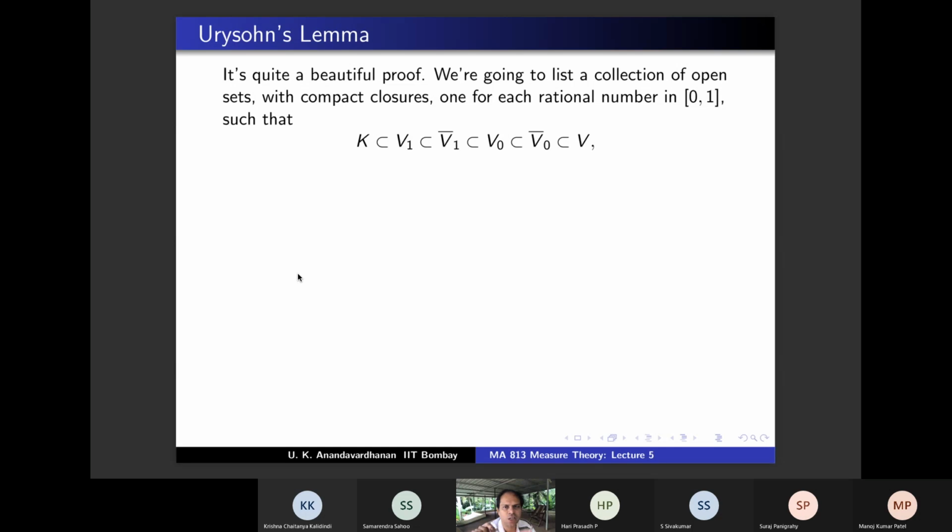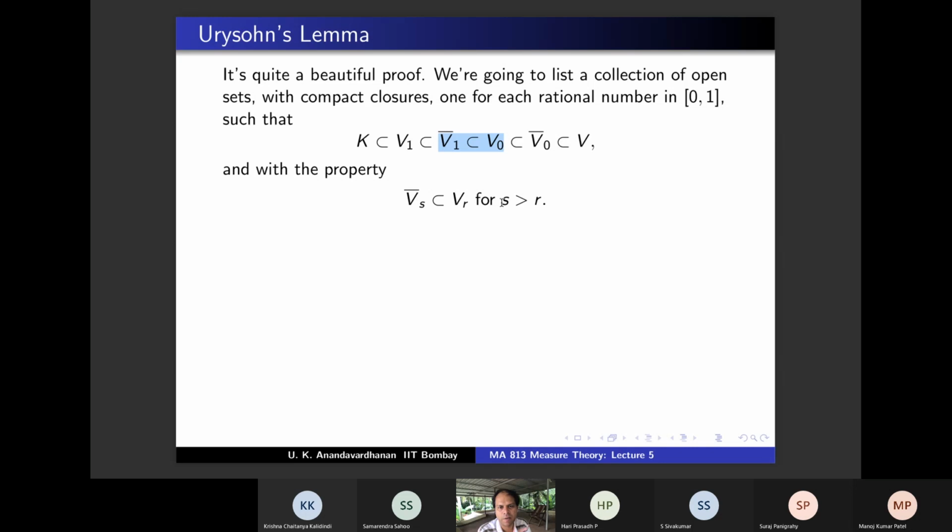So the collection is, let us say, V_r, where r is a rational number in 0 and 1, and this will have the property that K is contained in V_1, which of course is contained in V_1 bar. V_1 bar is contained in V_0, which of course is contained in V_0 bar, which is contained in V. K and V are given to you, right? And you're going to construct V_1, V_.5, all these things with this property, and with this extra property that whenever s is bigger than r, V_s bar is contained in V_r.